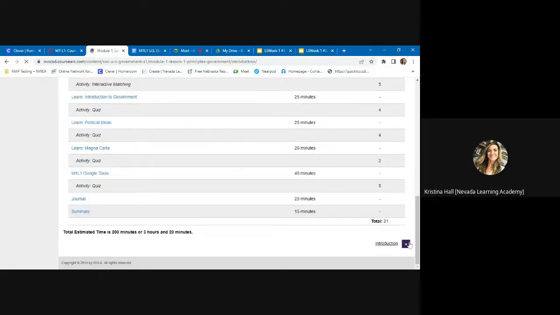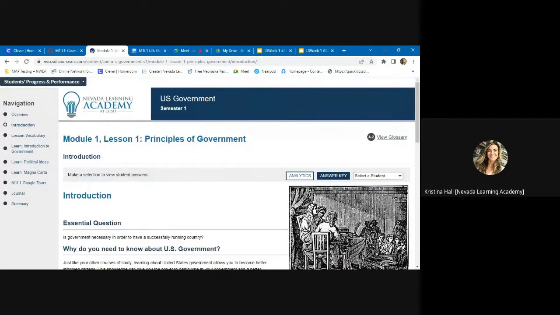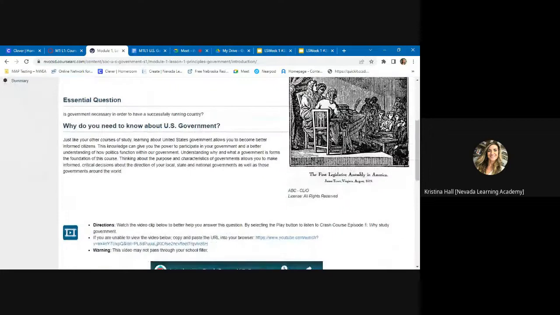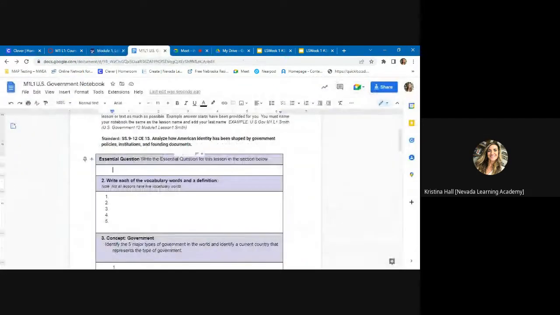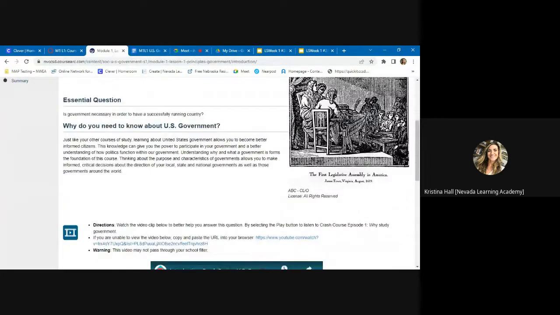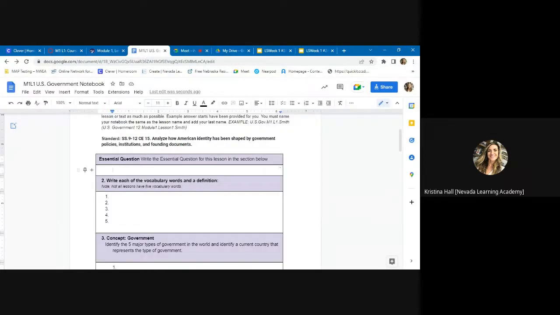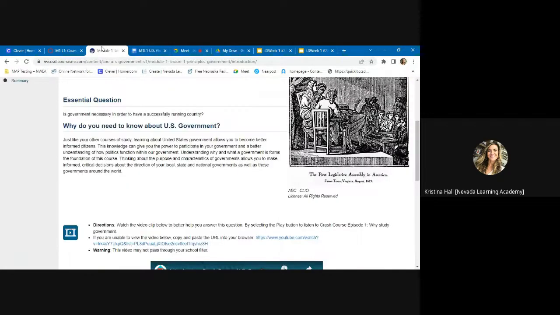Now, we spent a little bit of time in class doing this, and I'm not going to do this as much during the live session. But I'll take you through the first two, just so you get a feel. The first thing says essential question. There's the essential question right here: Is government necessary in order to have a successful running country? Here's your essential question. It's even bolded: Why do you need to know about US government? So you're going to type that in here, literally. That's your notebook section.